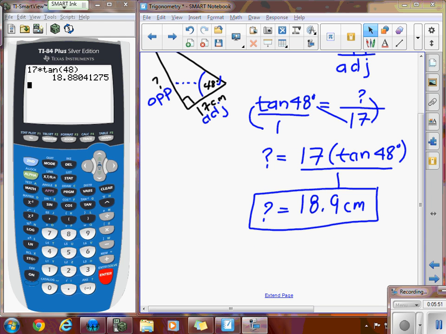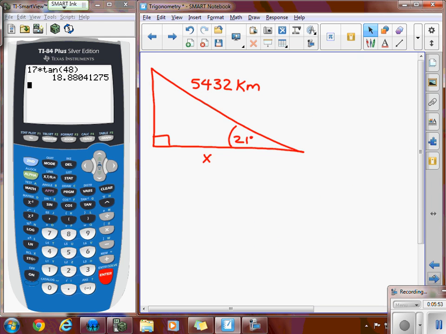So now let's look at another example where we can use sine, cosine, or tangent to find an unknown side as well. So here's a right triangle. We have an angle of 21 degrees. We have a hypotenuse, because it's across from the right angle, a hypotenuse of 5,432 kilometers, and we're trying to find this side x on the bottom, and since that's touching my reference angle, which is 21, that becomes my adjacent side.